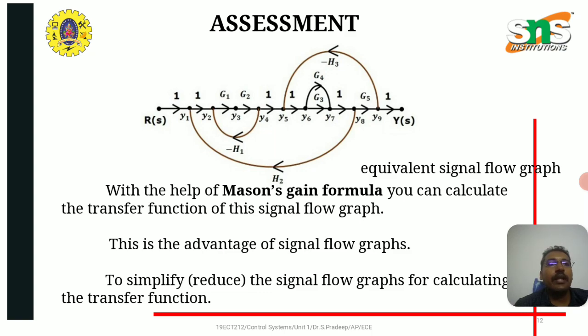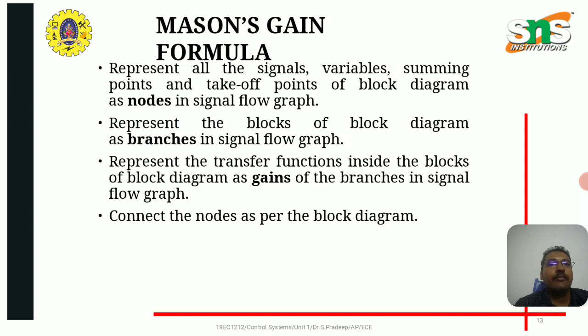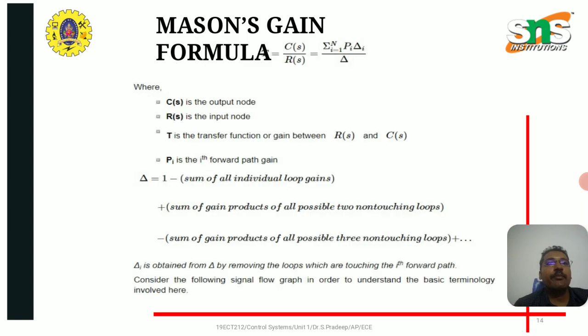With the help of Mason's gain formula, you can calculate the transfer function of this signal flow graph. To simplify the signal flow graph for calculating the transfer function, the Mason gain formula is used. It represents all the signal variables, summing points and takeoff points of the block diagram as nodes in the signal flow graph, represents the blocks of the block diagram as branches, represents the transfer functions inside the blocks as gains of the branches, and connects the nodes as per the block diagram.